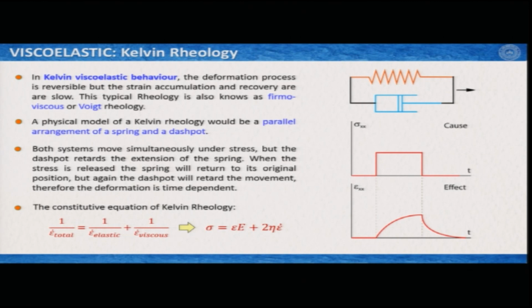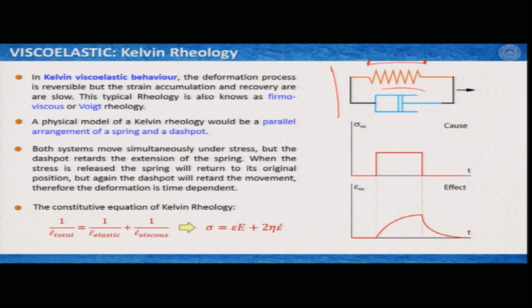Now, generally this Kelvin rheology is modeled when we add a spring and a dashpot, that means the elastic and the viscous, in a parallel arrangement. What we see here is that I have a spring and, in parallel, a dashpot. The first statement that we made in this slide, that the deformation process is reversible, you can clearly figure out: if we stay within the elastic domain of this spring, no matter how far I stretch it, it has to come back to its original position because it is a spring.